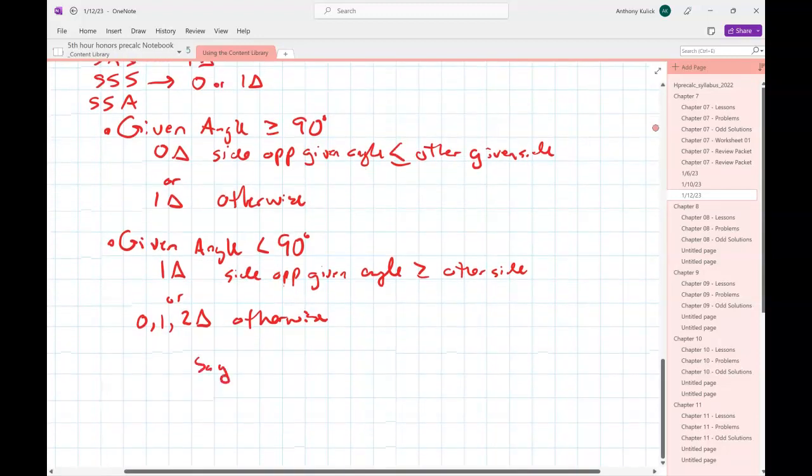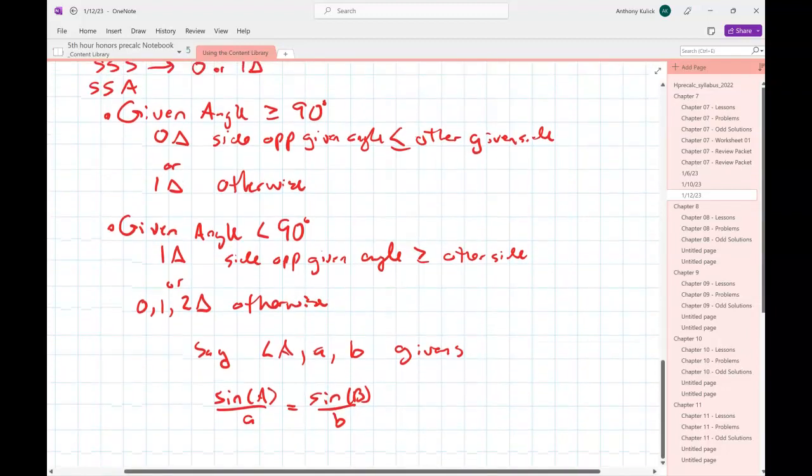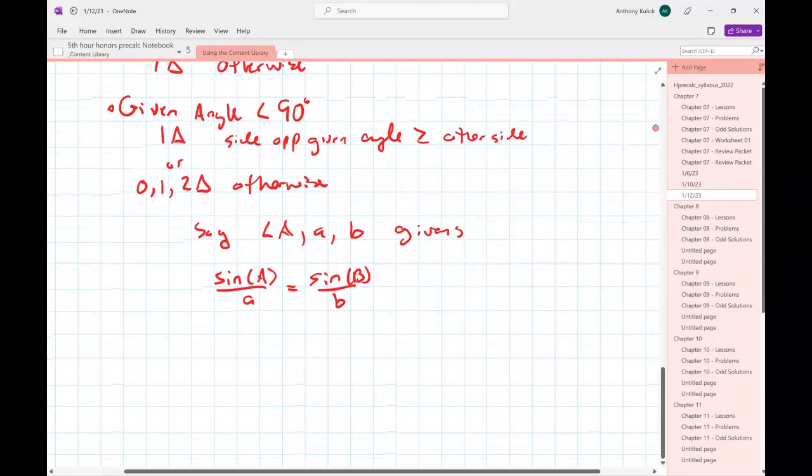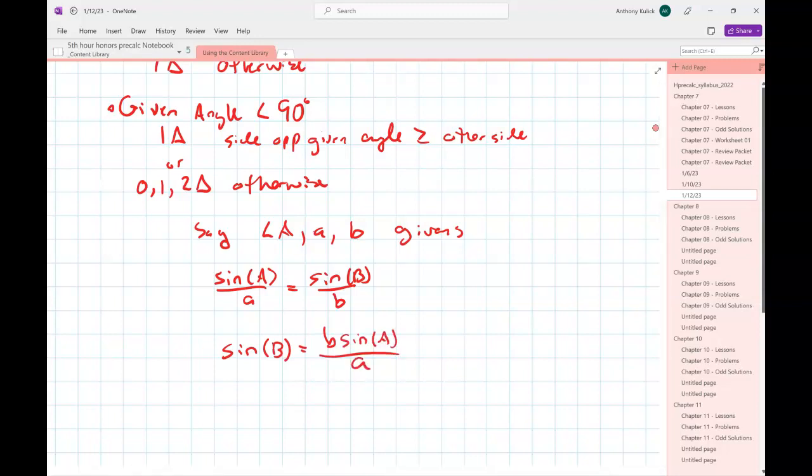So say that angle A, and side B are the givens. To figure out whether I'm going to have 0, 1, or 2, I'm going to set up a law of sines, and I'm going to solve for sine B, not angle B, but sine B. So when I cross multiply and divide, I have this, and this number, whatever that comes out to in my calculator, is going to tell me whether I have 0, 1, or 2 triangles.